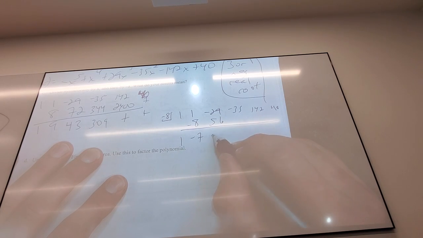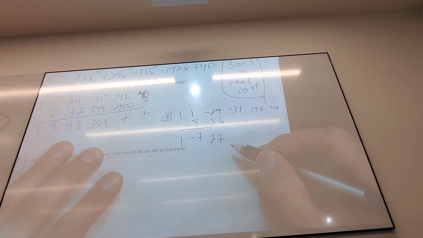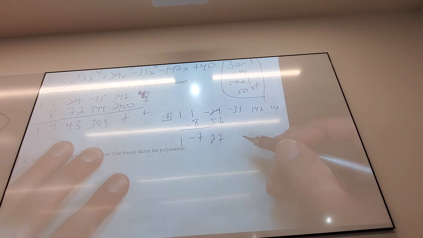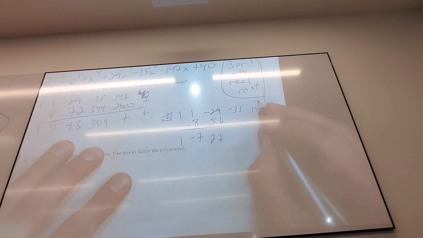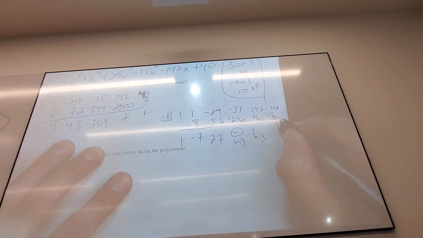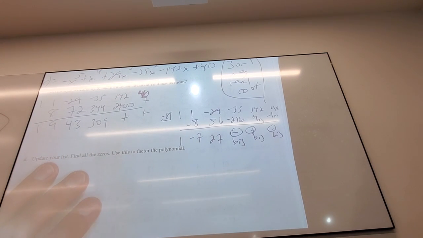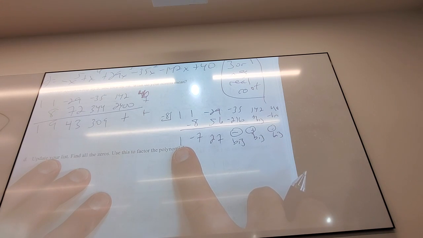What is that? Is that 206? No, 216, I think. Yes. Negative. Negative big. Positive big. Positive big. Negative big. Negative big. I know it's not going to work, so I can just follow the signs. Does it change sign between every single one of these?